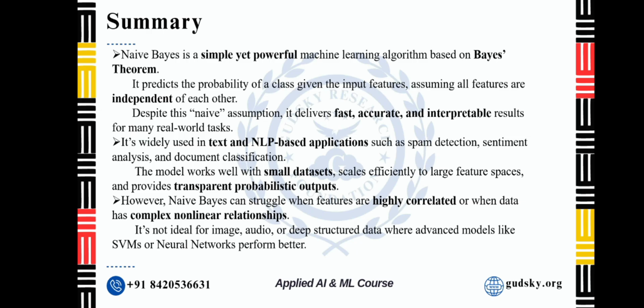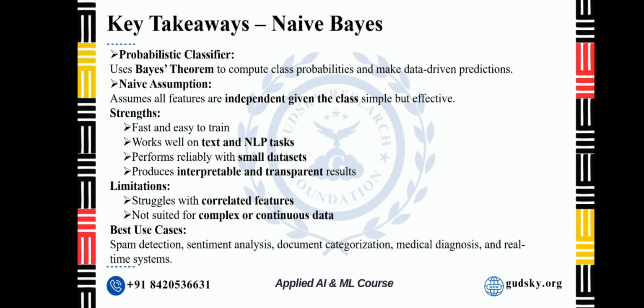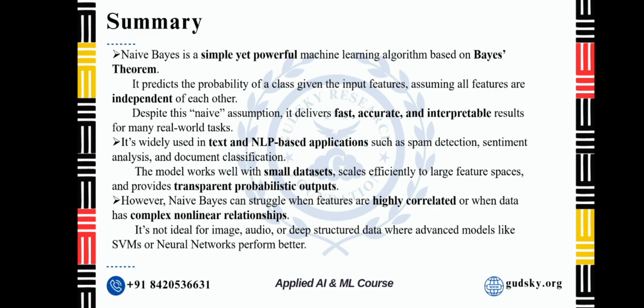So it's not ideal for image, audio, or deep structured data, where advanced models like SVM or neural networks perform better. On other types of data it works well, but on these types of data it will fail. And for the practical tips, use Laplace smoothing to handle unseen features, choose the right variant based on your data type, and remember Naive Bayes works best as a baseline or in combination with other models.